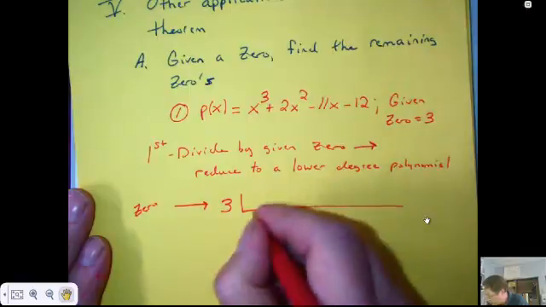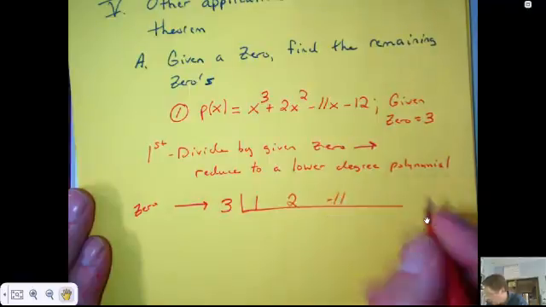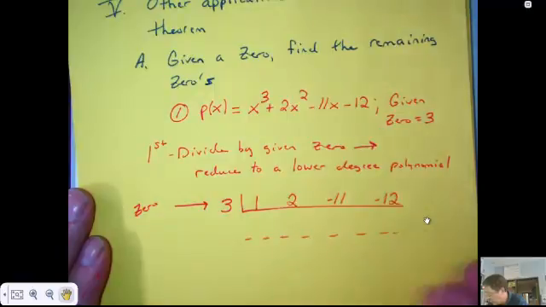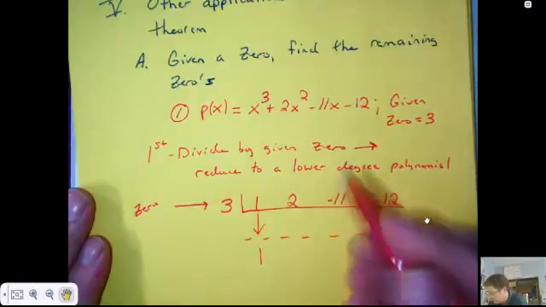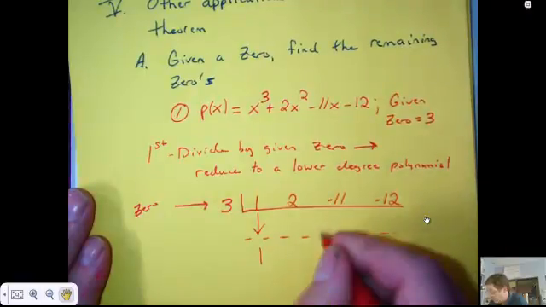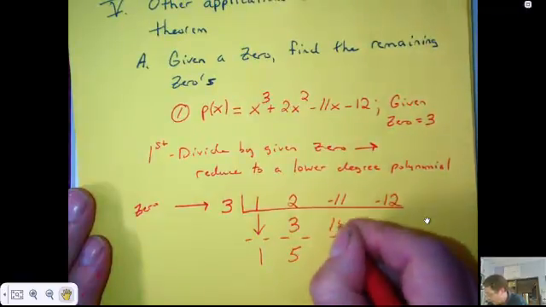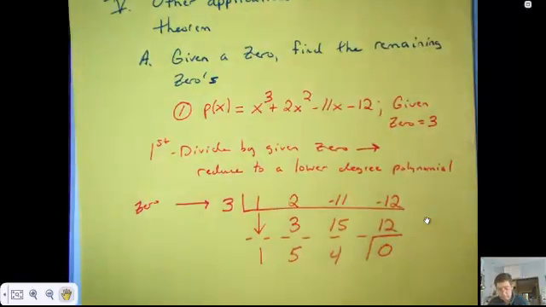Let's see, the coefficients are 1, 2, negative 11, negative 12. Okay, first step would be to bring down the 1. Multiply, add, multiply, add, multiply, and look at that. And it works.